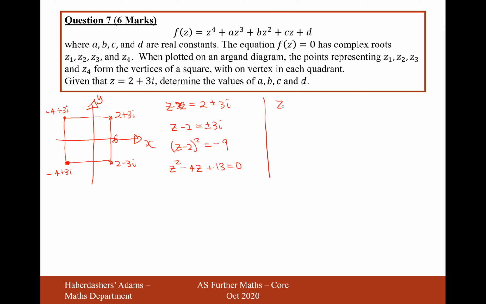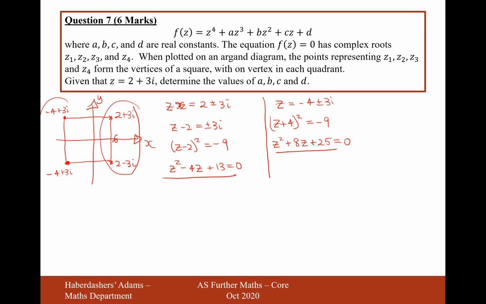Now we need the quadratic for the other 2 roots, minus 4 plus or minus 3i. So move the 4 onto the other side and square both sides. That will give you minus 9. And then expand your brackets, z squared plus 8z plus the 16, but then plus the 9 as well. That would be plus 25 equals 0. So this quadratic gives us these 2 roots, this quadratic gives us these 2 roots.